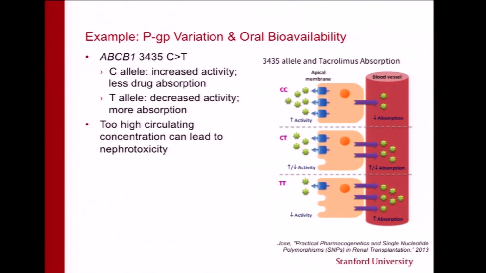And this is an important consideration because in treating patients who have organ transplants, we want to suppress their immune system to the point where they don't reject an organ, but too high of circulating levels can lead to nephrotoxicity, which is killing kidney cells. But if we have too low of a concentration, then the person is still at risk of rejecting the organ. So it's a very tight window that we have to keep our circulating levels within.